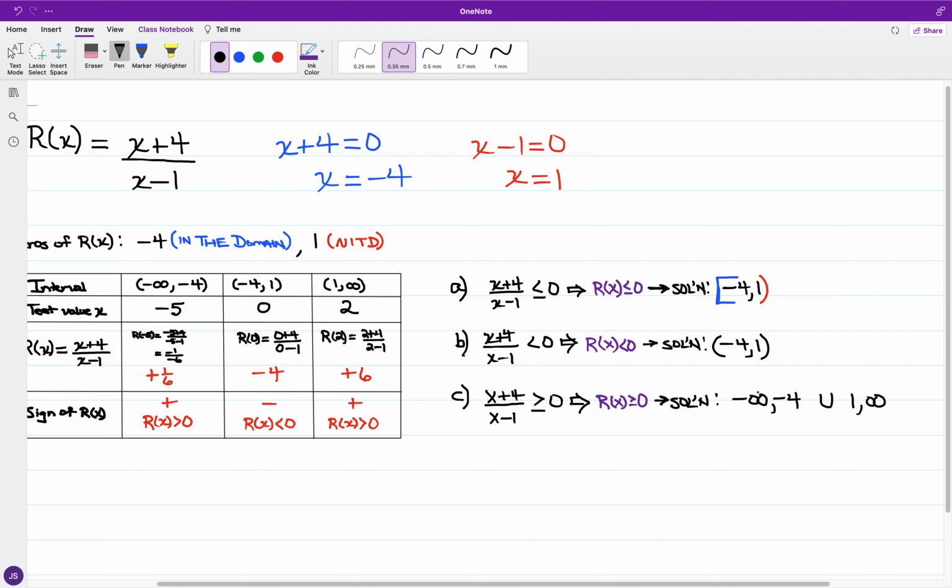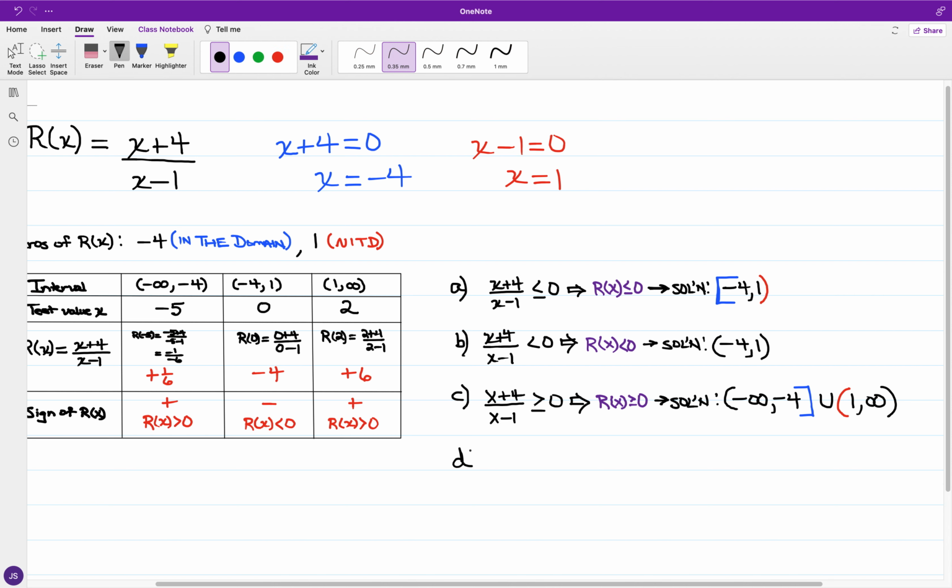And again, just closing out. Once again, infinities are boundless, so we'll maintain the use of parentheses. And again, -4 is in the domain, so that'll be in the bracket. And once again, 1 is not in the domain, so that cannot set the ratio equal to 0. And once again, that will be in the parenthesis.